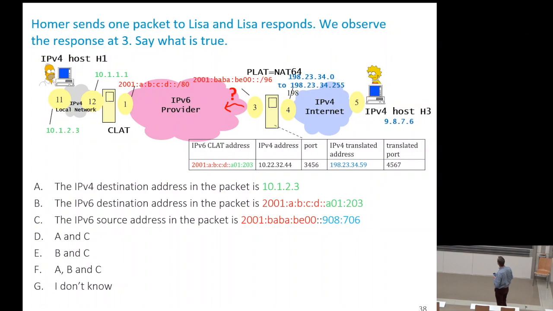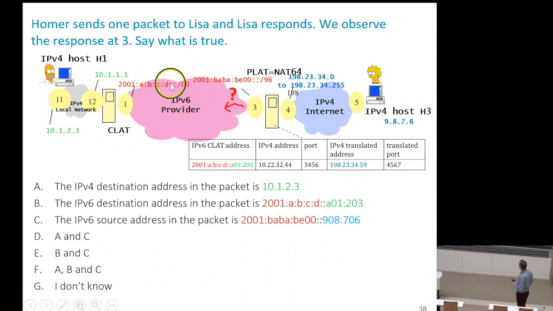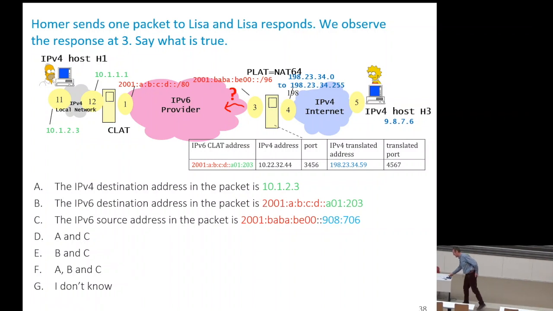Now we continue. We observe the packet at 3. And the majority says E, which is correct. B and C are correct. So here we have an IPv6 packet. And the destination address is this block with 10.1.3, so it is this one. B is correct. The IPv6 source address is also the mapped address of Lisa, which is 9.8.7.6 here. So it's not very complicated, but it's not very simple either.